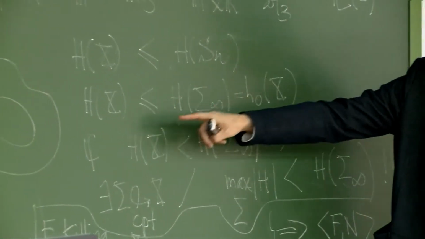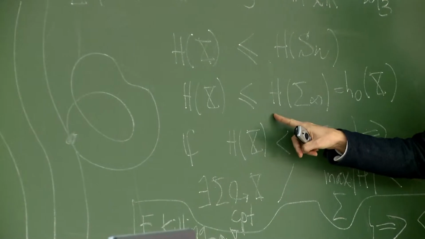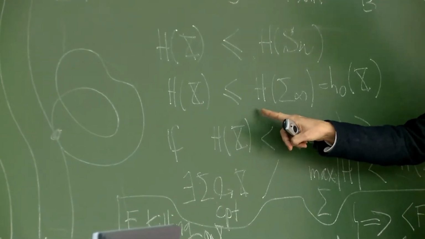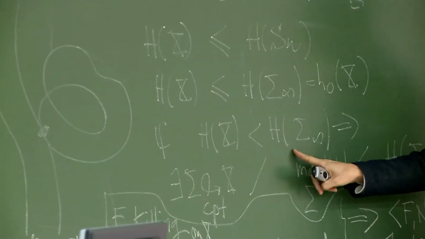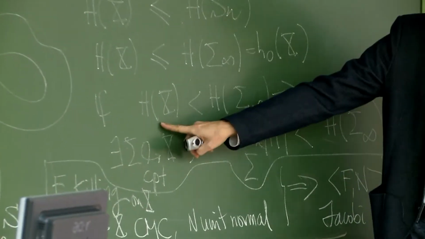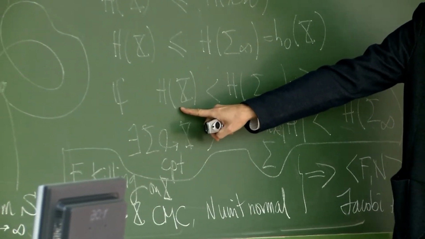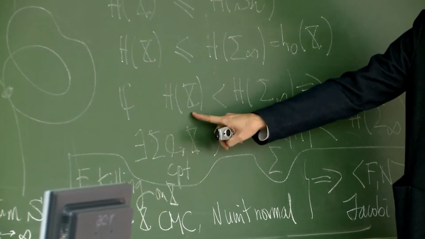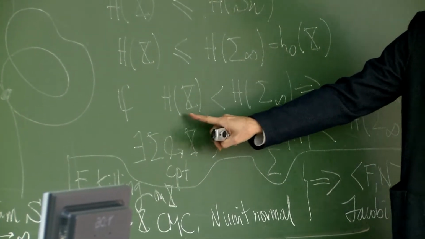Now, I want to show that this inequality actually becomes equality. So suppose not. Suppose this is a strict inequality. Since this is an infimum, by definition of the critical mean curvature of the ambient space, that means that you can find this guy here.